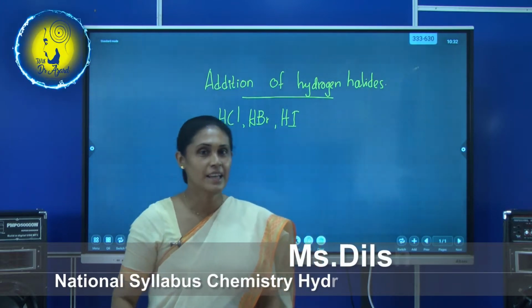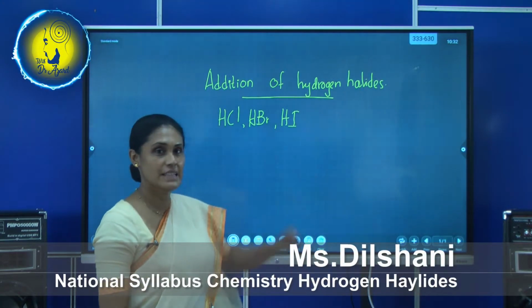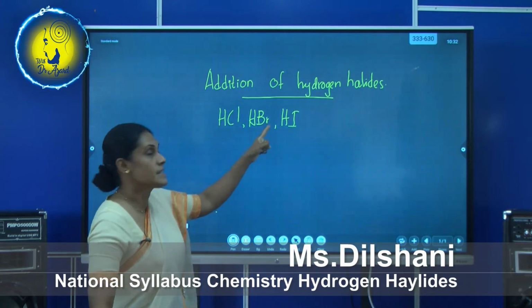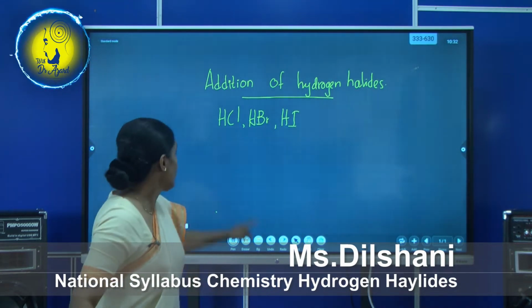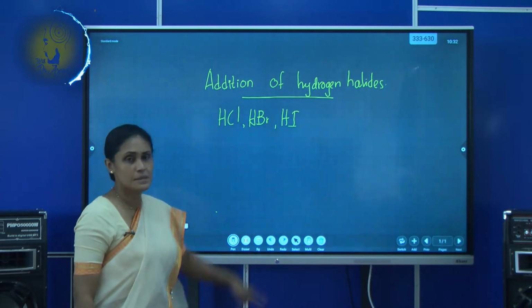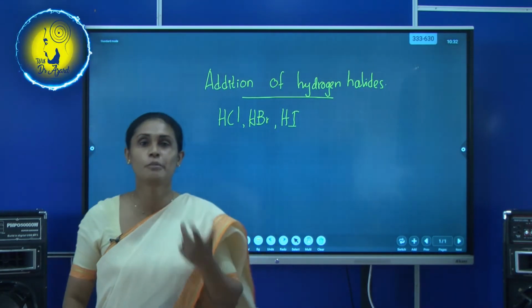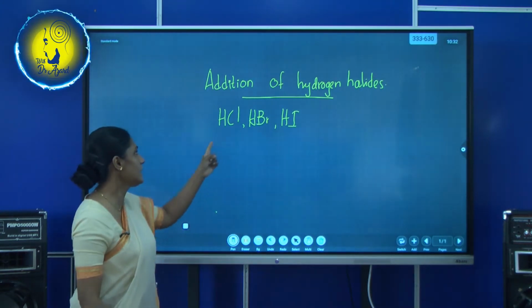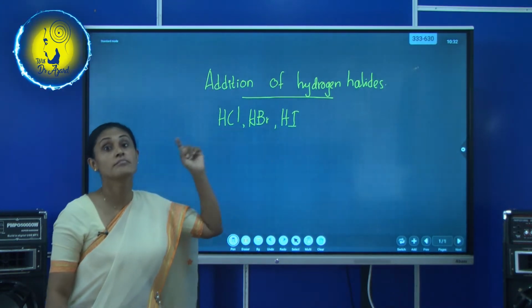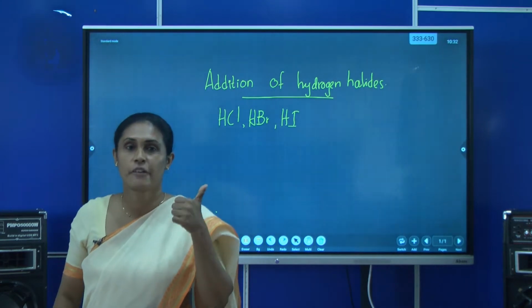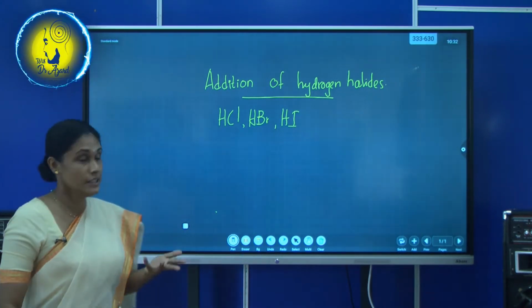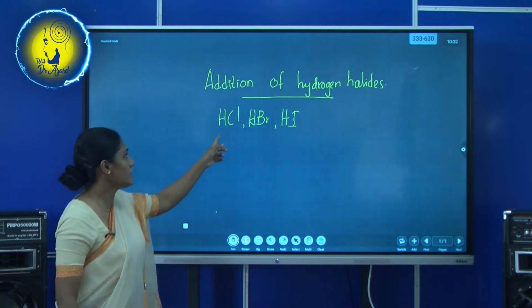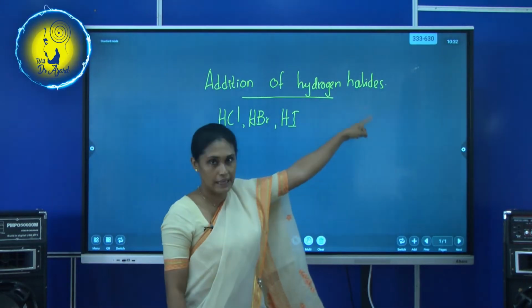Happy to see you today, and I'm going to teach you a new part of the lesson, addition of hydrogen halides. I have given examples of hydrogen halides. If I want to recall your memory, hydrogen halides form when hydrogen is bonded with a halogen. You know halogens are fluorine, chlorine, bromine, iodine. When they are connected with hydrogen, we call them hydrogen halides, right?